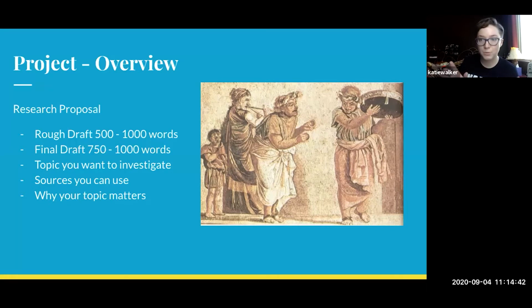You're going to want 2 primary sources, which are sources from the ancient world, and then 2 secondary sources, which are more modern. We'll go more into detail on sources probably next week. And then you're also going to want to explain why your topic is important, why it matters to the modern world, and why other people should care about what you're writing about or what you're making a video about.